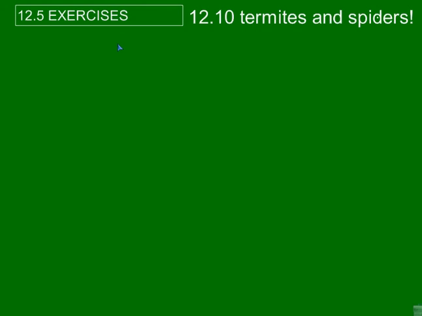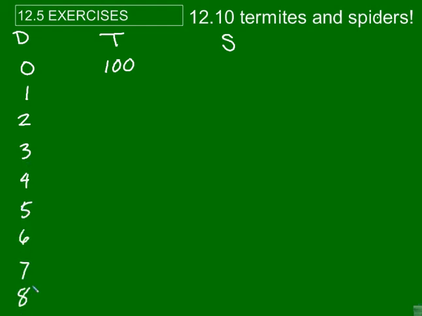So we're going to make a little chart here, which will be helpful for us. So termites, spiders, days, okay? And on day 0, so the day you move in, there's 100 termites, right? And then you got day 1, day 2, 3, 4, 5, 6, 7. We're going to need to go down to 8 on this little chart here. Okay, so it basically says after 4 days, there's 200 termites. So after 4 days, there's 200 termites, right?